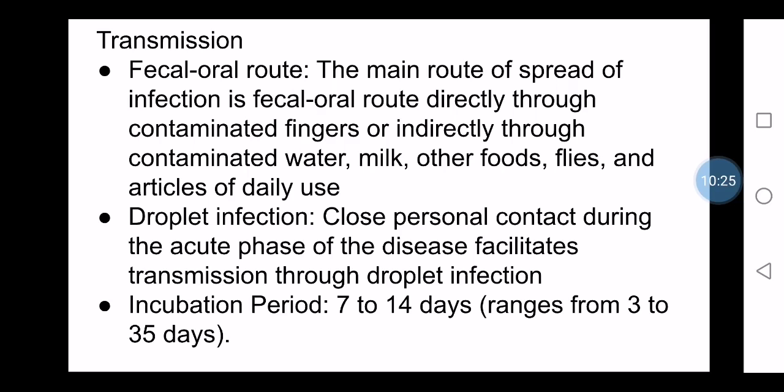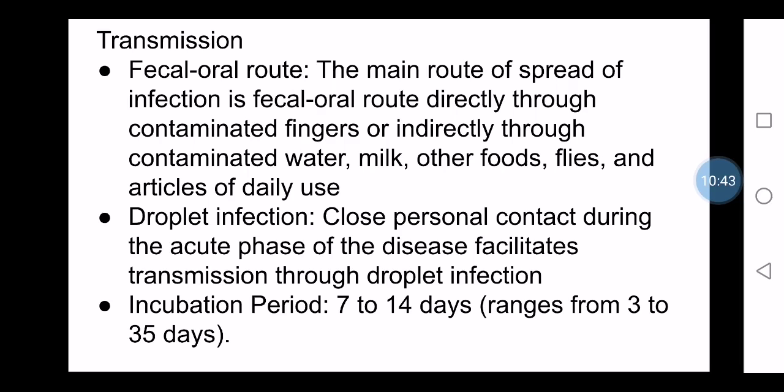So the close personal contact during the acute phase of the disease facilitates transmission through droplet infection also. During the acute phase, if the person is having close contact with another person, then there is a chance of transmission even through the droplet also.